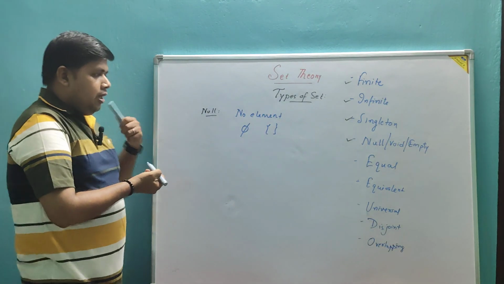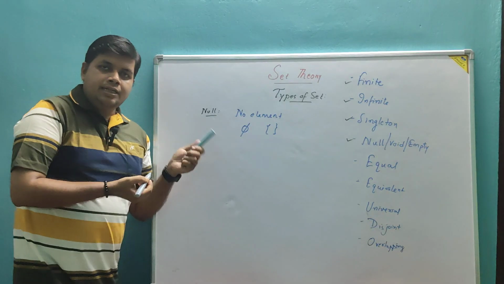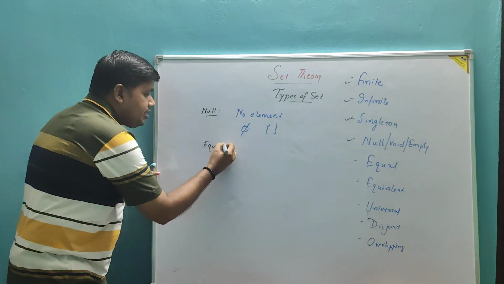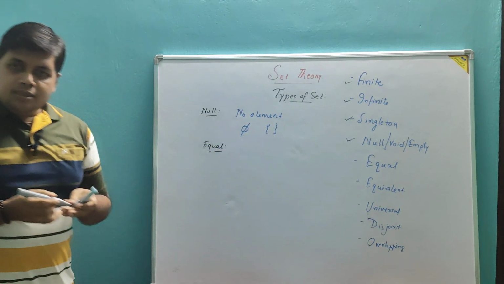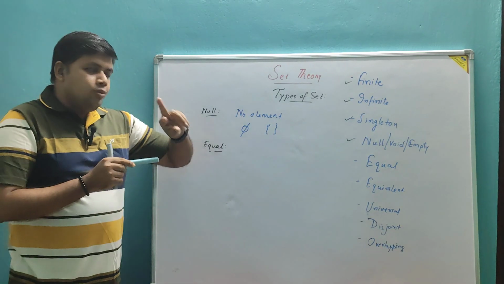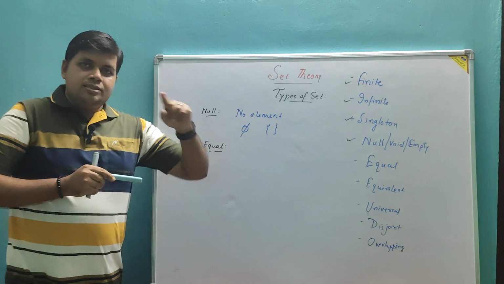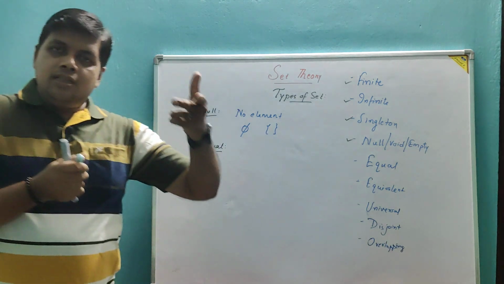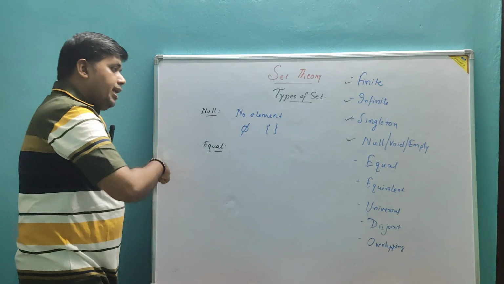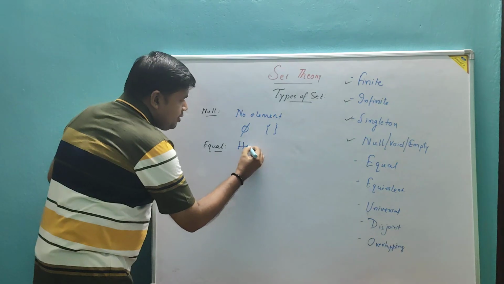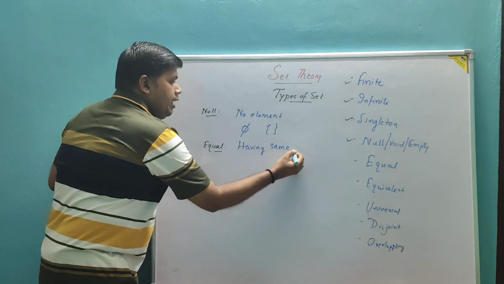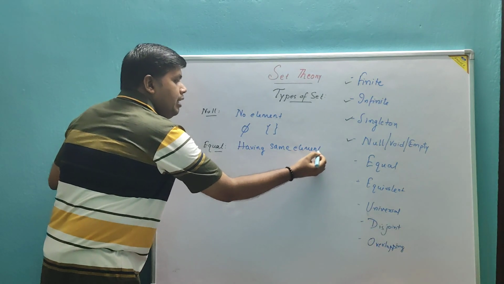So let's next look into equal set and equivalent set. There is a difference between equal and equivalent sets. In the case of equal sets and equivalent sets, we need two sets. In equal sets, two sets are called equal if they have the same elements, and the order of the elements doesn't matter.